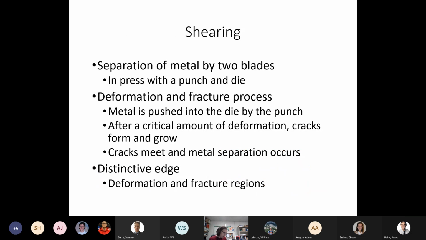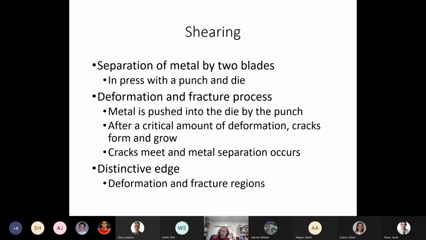So let's talk about shearing. Shearing is where we have separation of a metal by two blades. So it's going to be in a press with a punch and a die. It actually is a deformation and fracture process. So there's no lost material, so to speak. In other processes, we might actually remove material, not in shearing.